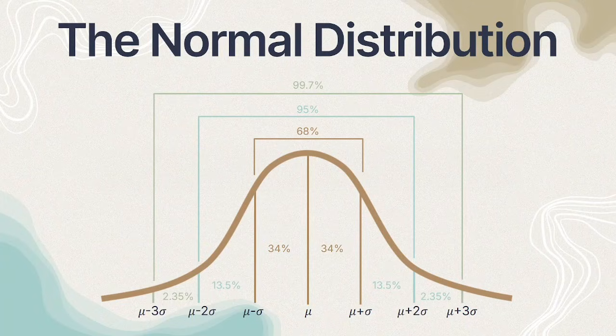The normal distribution. Standard deviation becomes really powerful once you understand the normal distribution, that Gauss's bell curve. There is a rule called the 68-95-99.7 rule. About 68% of your data falls within one standard deviation of the mean, 95% falls within two standard deviations, and 99.7% falls within three standard deviations. This is hugely useful for understanding how typical or unusual a specific data point really is.